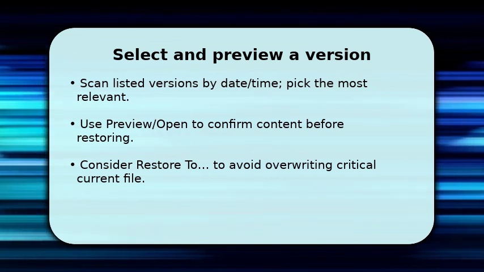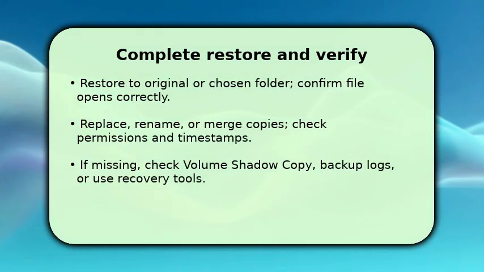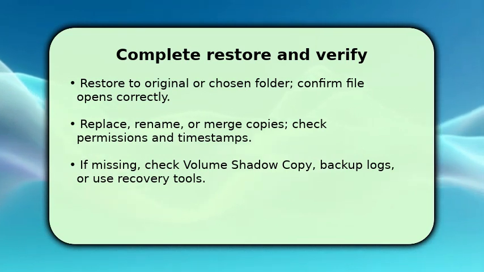You're deciding based on content accuracy rather than only timestamps, and that reduces the risk of losing data. Finish by moving the chosen version into the production location. Replace or rename the existing file depending on whether you need the old copy.